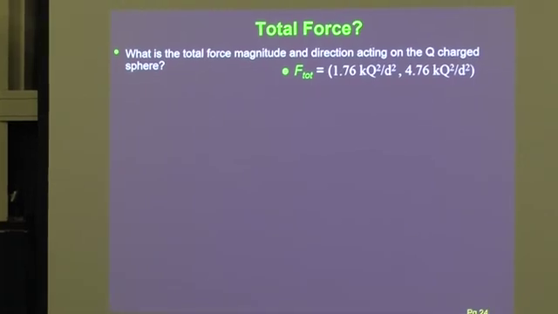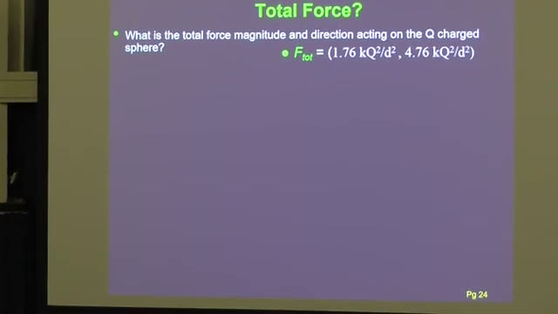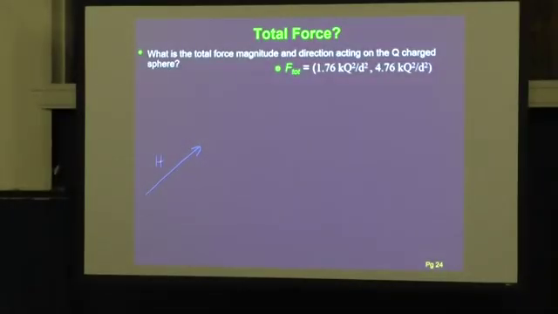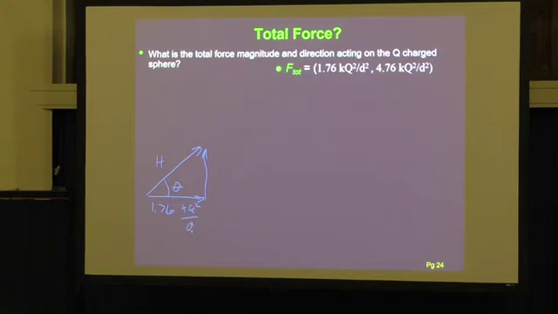And so what I usually do is draw myself a little triangle at this point. What I want to do is figure out what my hypotenuse is and what my angle is. If I don't define an angle, you can just use any angle you want. I know that my x component is 1.76 kQ squared over d squared, and this is 4.76 kQ squared over d squared, like that.